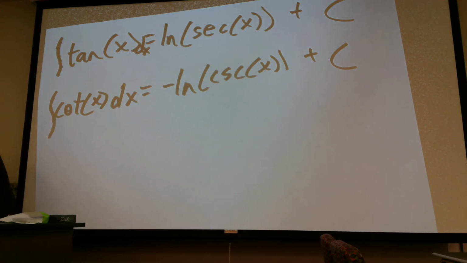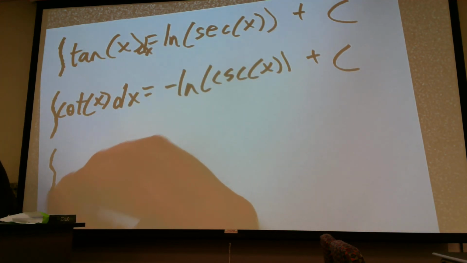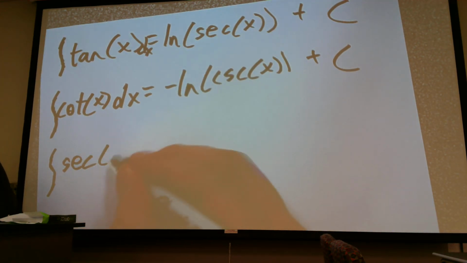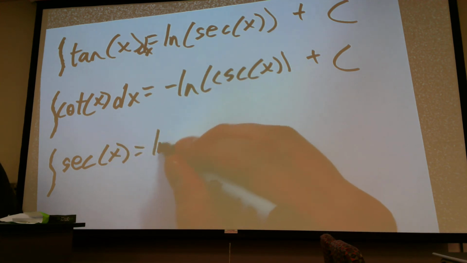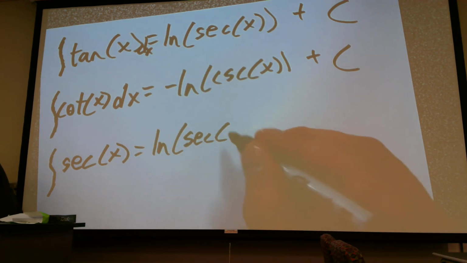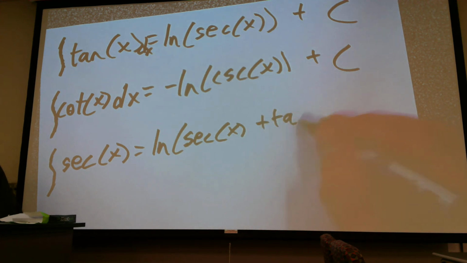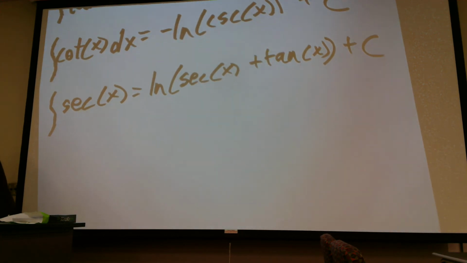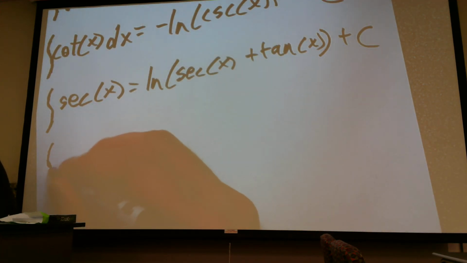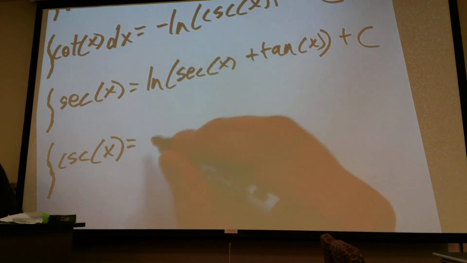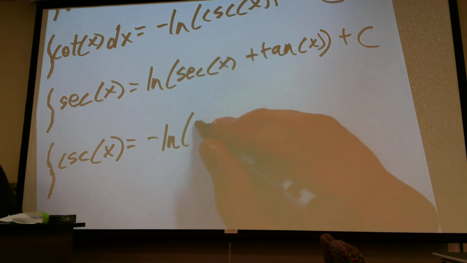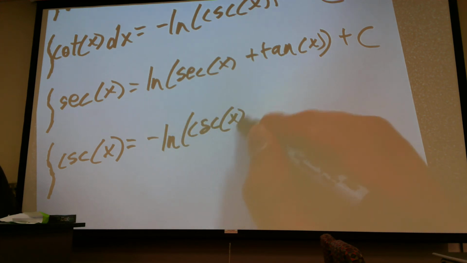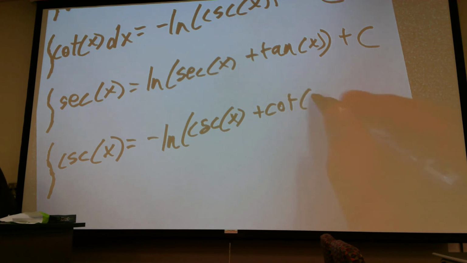And so the integral of secant of x equals the natural log of secant x plus tangent x plus c. And so the integral of cosecant of x would be the negative natural log of cosecant of x plus cotangent of x plus c.